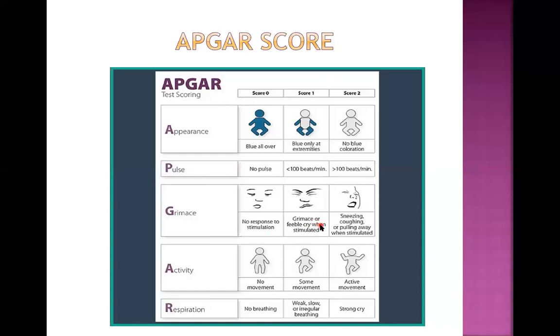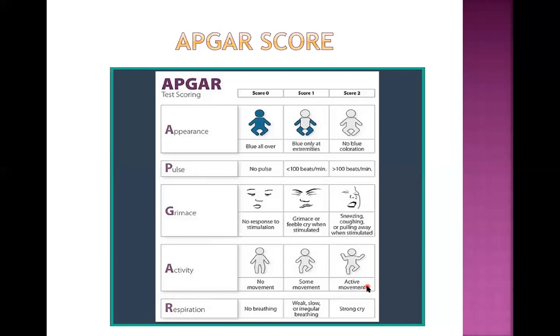Score 1, there is a slight type of grimace or feeble cry, and score 2, the baby sneezes, or the baby pulls away when stimulated. This is score 2. Sneezing is considered a very strong type of grimace. Now, what is activity? No movement of the limbs, no movement of upper limb and lower limb. Score 0. Score 1, some movement, and score 2, very active movement.